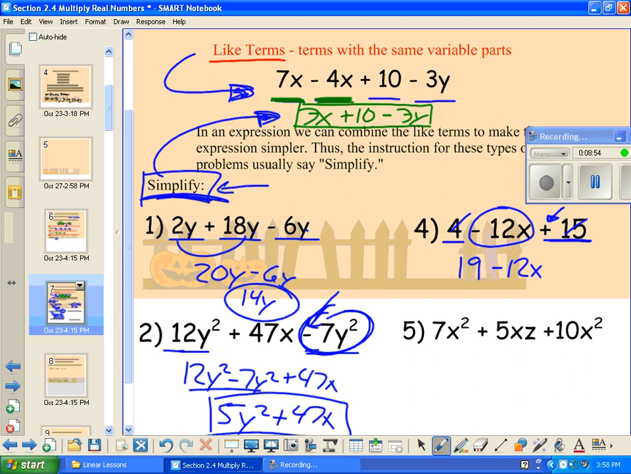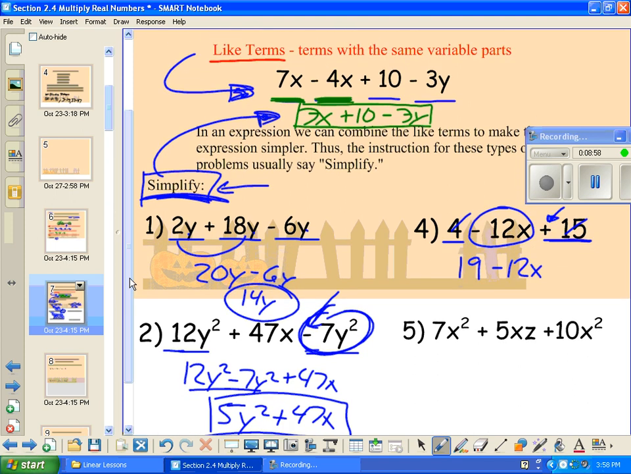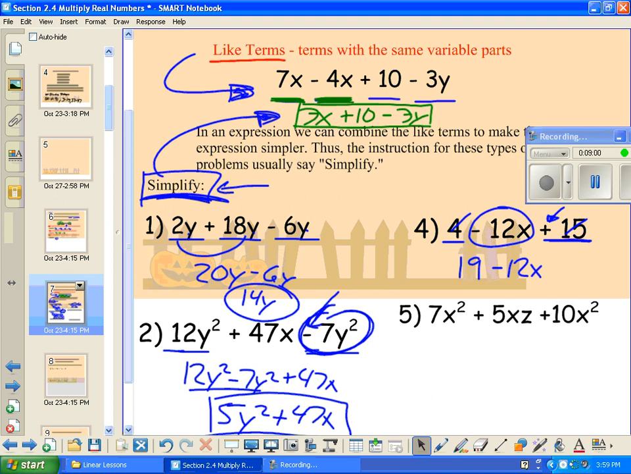The last one I'll go through here is number 5, 7x squared plus 5xz plus 10x squared. Again, here in my like terms, 7x squared and 10x squared, I can combine those, and that gives me 17x squared plus 5xz.